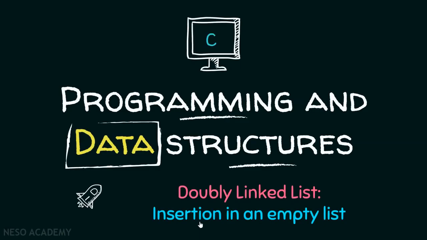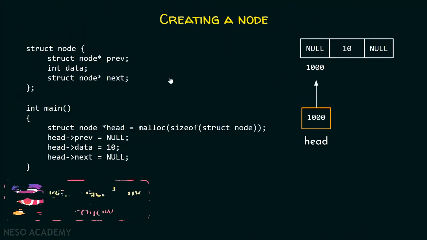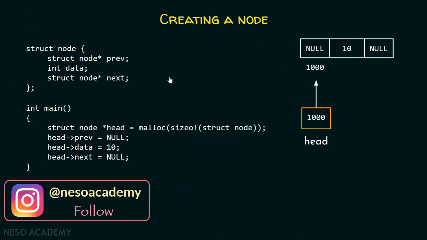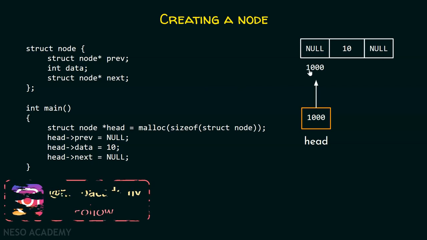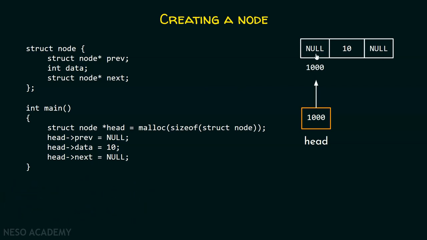In this presentation, we will discuss how to insert a node in an empty list. So let's get started. In the previous presentation, we have learned how to create a node of a doubly linked list. We have created a node inside the main function. For this purpose, I have allocated the memory for this particular struct node, and this is how it looks like. And we have also learned how to replace the prev part, the next part, and the data part.